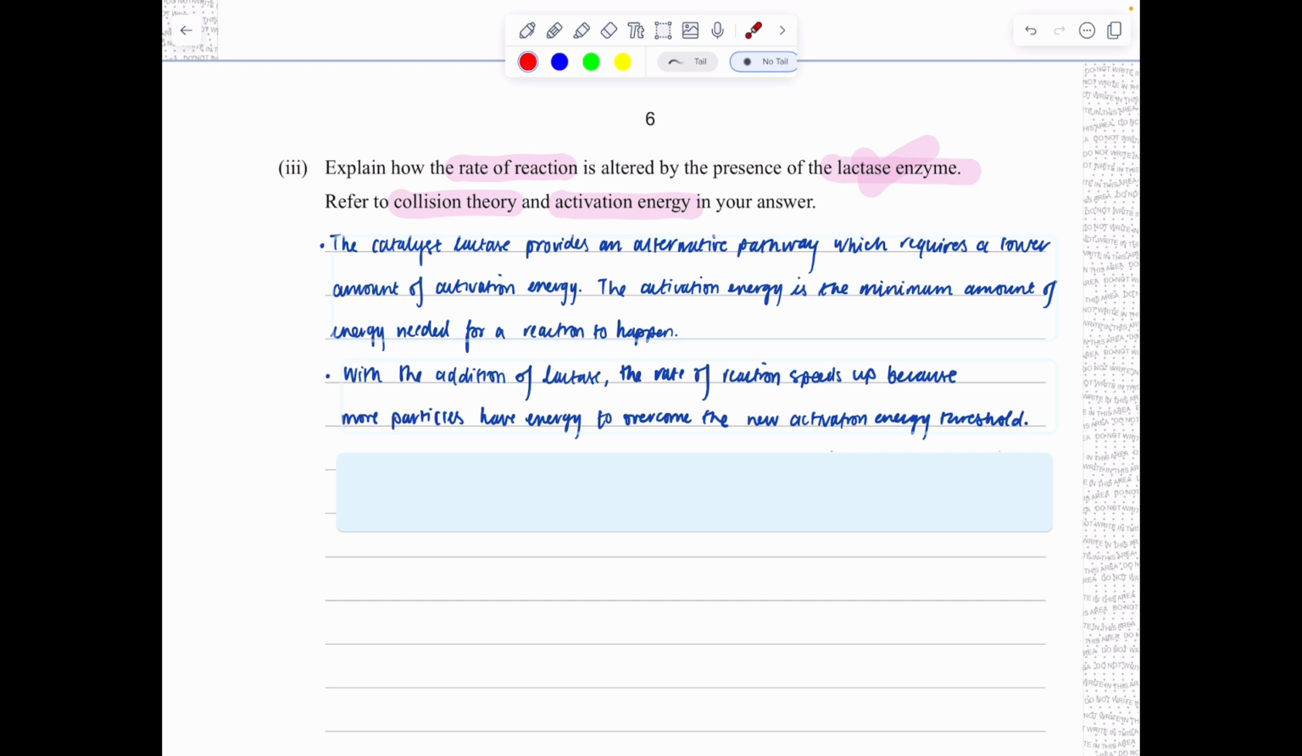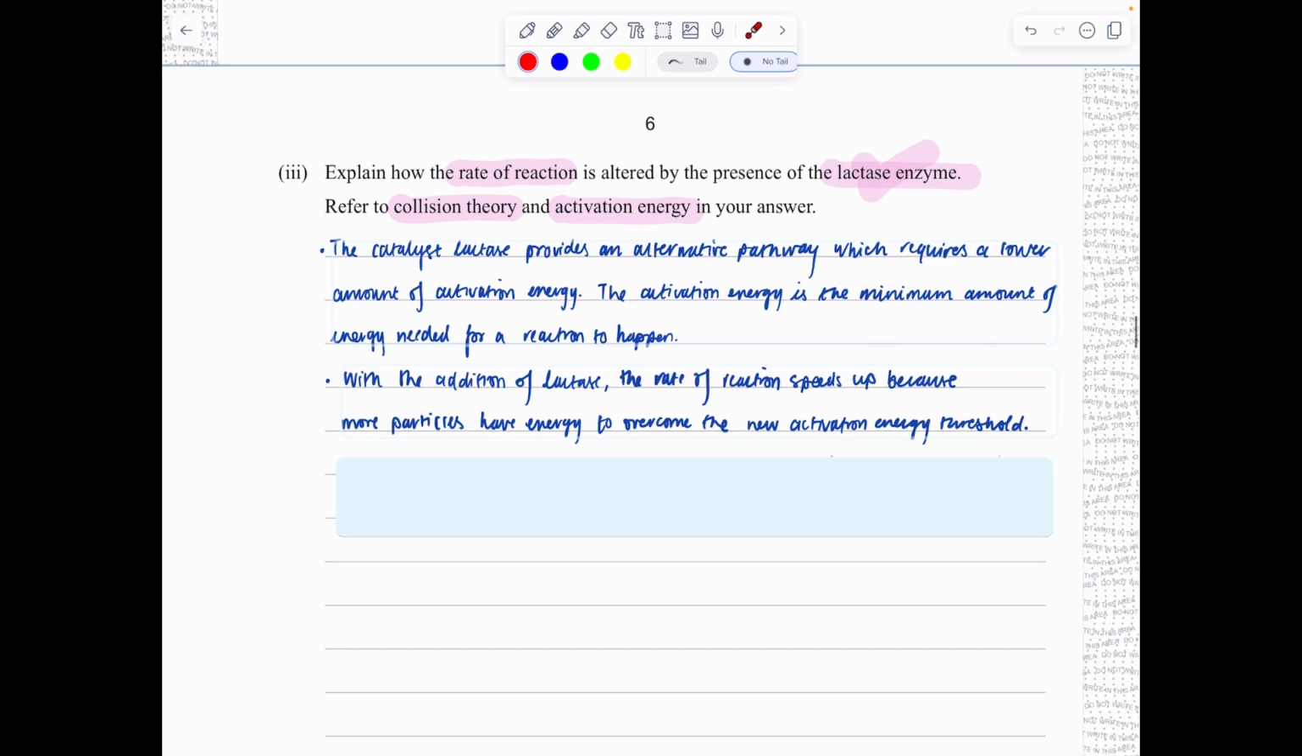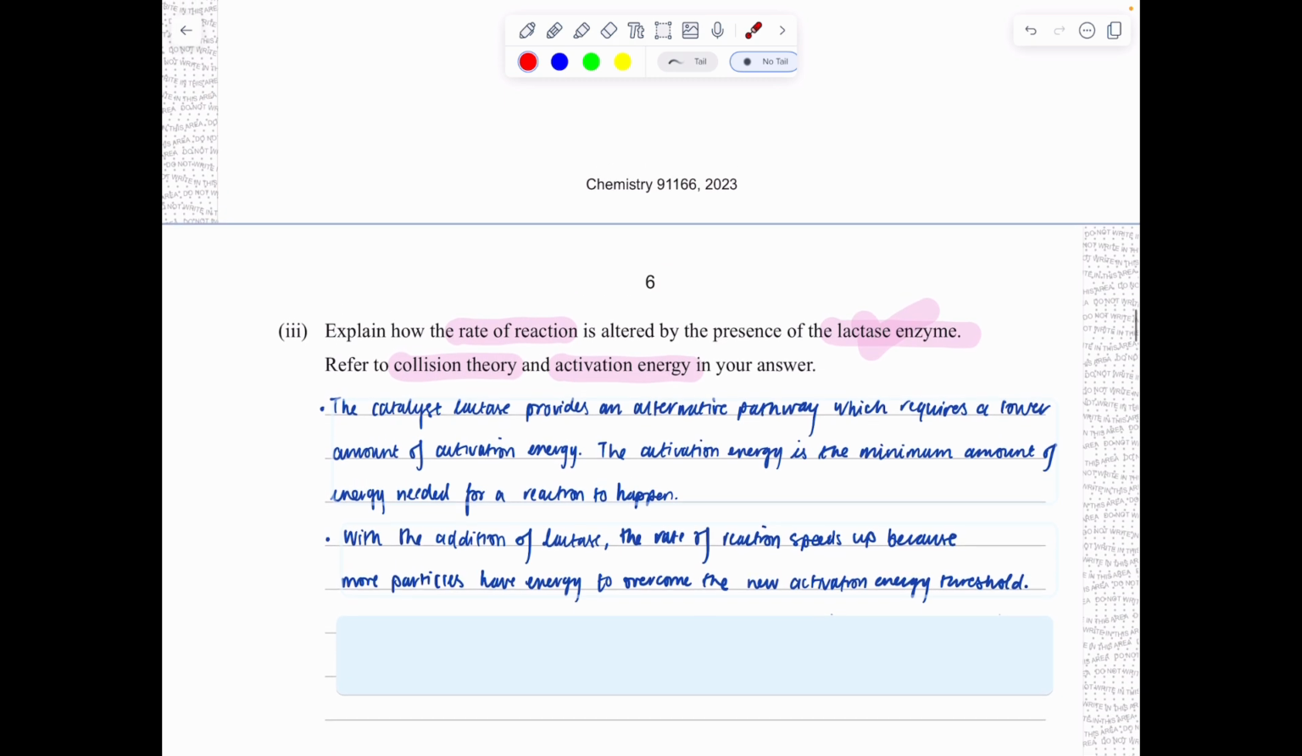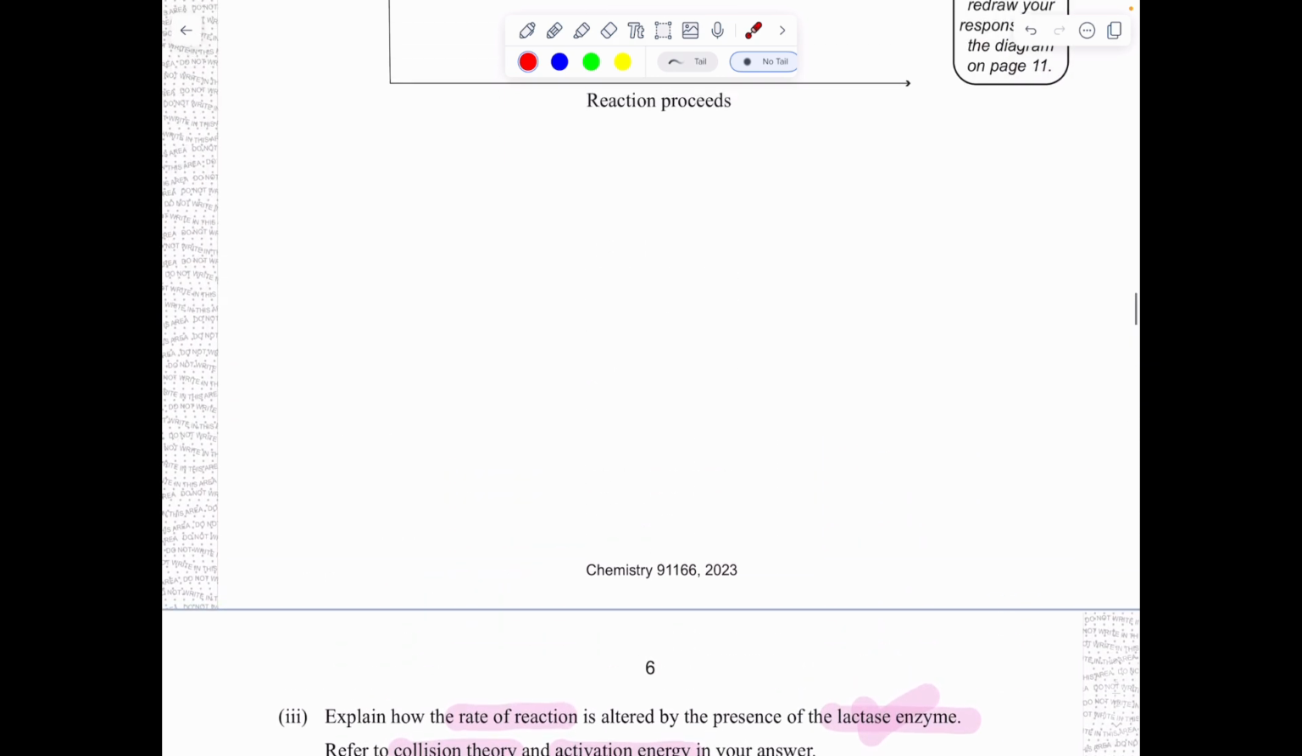The addition of lactase causes the rate of reaction to speed up because more particles have energy to overcome the new activation energy threshold. So there we go, we've talked about the rate of reaction and how it speeds up when lactase is introduced, and we've also mentioned how that happens. Let me go into more depth as to how this happens. The rate of reaction speeds up because more particles have enough energy to overcome the new activation energy threshold.